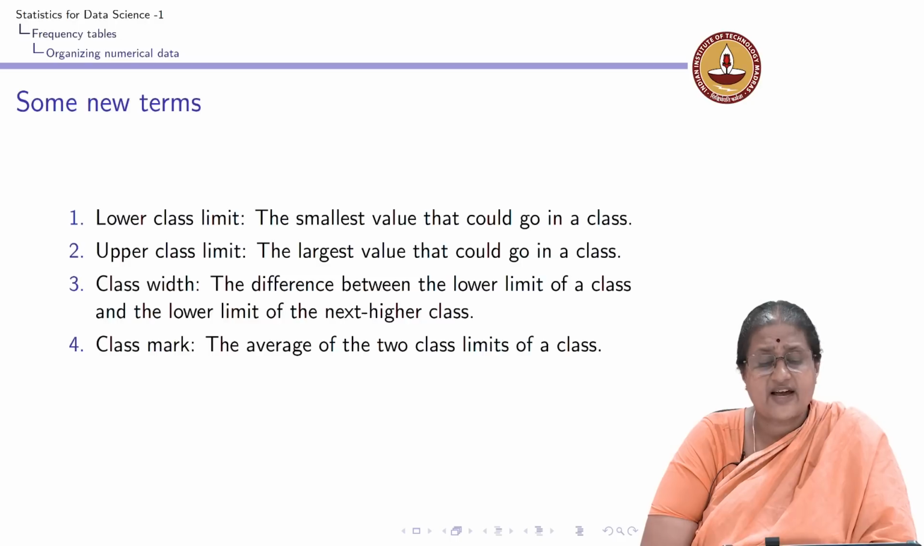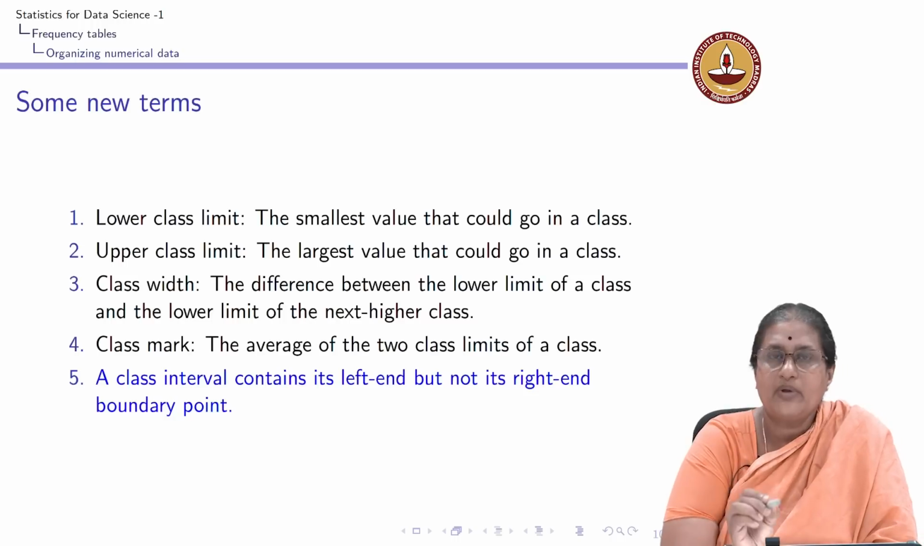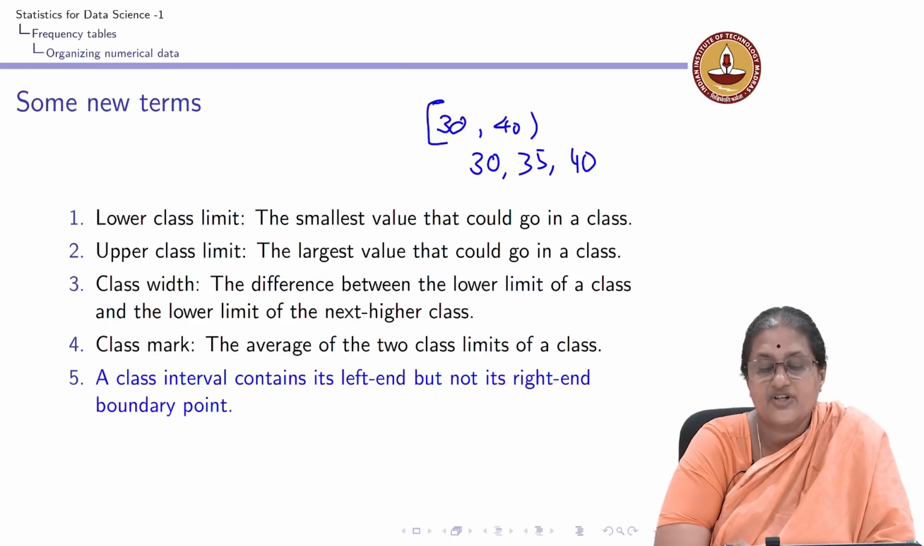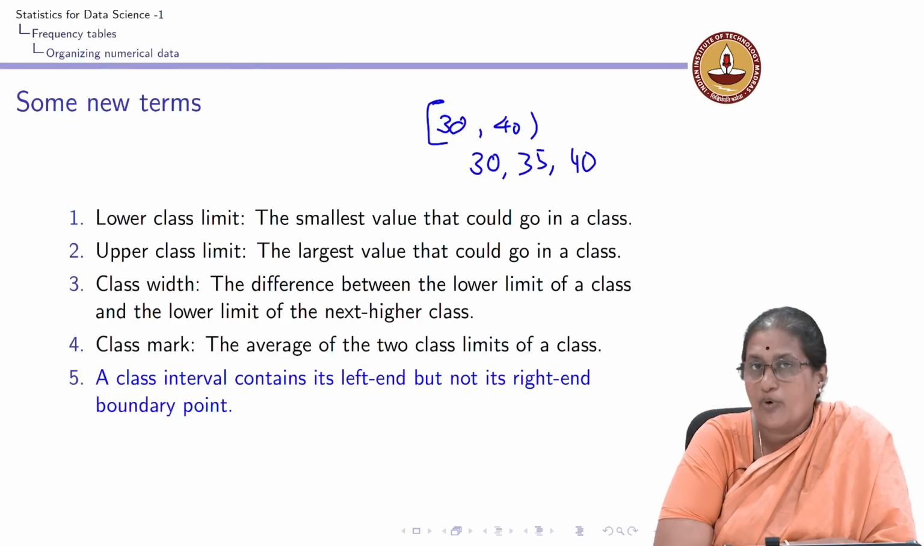The class mark is the average of the two class limits, and the convention we are going to use is the class interval contains its left end but not the right end of the boundary point. Now what do I mean by it? Suppose I have a class interval I have defined as 30 to 40 and my data has 30, 35, 40. 30 and 35 will belong to this class interval, whereas 40 will not. I repeat, if I have a class interval 30 to 40, the points 30 and 35 would belong to the class interval, whereas 40 will not belong to this class interval because it is the right end boundary point of the class interval.